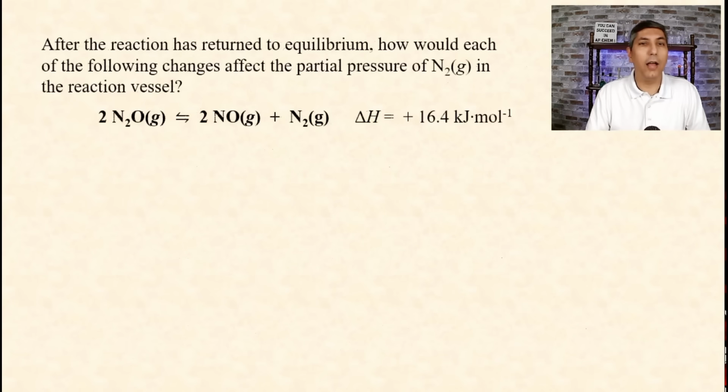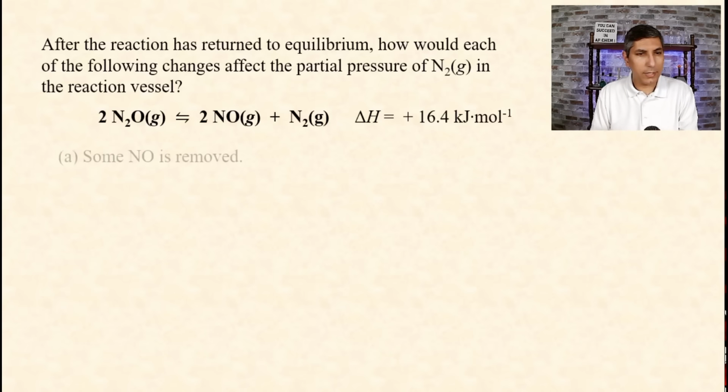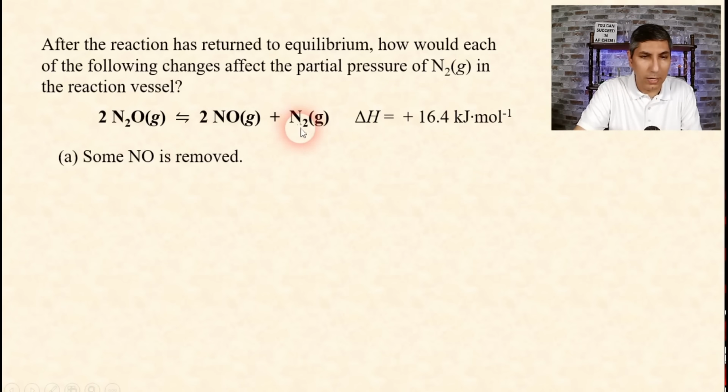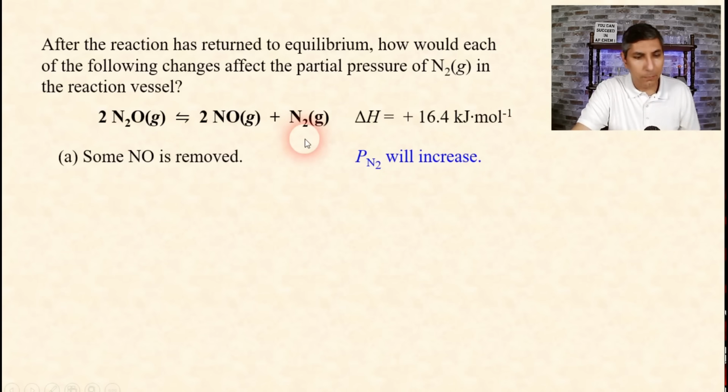Now let's take a look at another equilibrium question. This time we have Le Chatelier's principle, and it says, after the reaction has returned to equilibrium, how would each of the following changes affect the partial pressure of N2 gas in the reaction vessel? So let's say we have some NO gas removed. Well, anytime we remove an object from equilibrium, the reaction is going to adjust itself to replenish whatever we just removed. So in this case, if we remove the NO, then N2O is going to react in order to increase the value of NO. And that's going to increase the N2 as well. So N2 pressure will increase in this case.